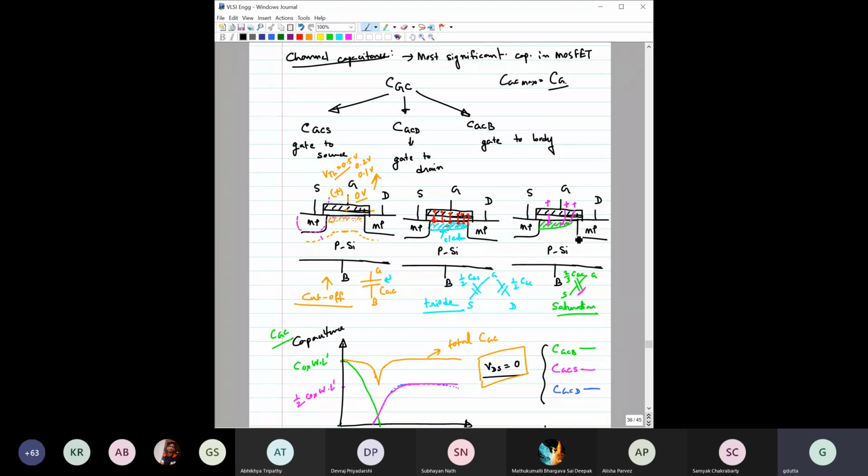Whereas in saturation, the channel is disconnected from the drain terminal, and as a result the entire gate to channel capacitance is shifted. Earlier you saw that it was equally divided, but now the total is shifted to the gate to source side. We have also seen this value reduces slightly compared to the earlier cases, by one third, so the actual value becomes 2/3 of the CGC.